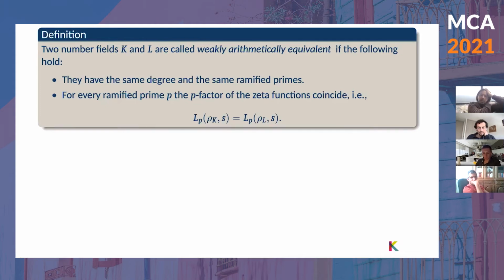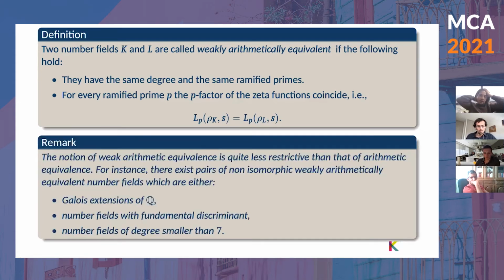I'll call two number fields weakly arithmetically equivalent if there are two conditions. First, they have the same ramified primes, so the bad primes are the same. And second, for such primes, the p factors of the zeta functions, or the local factors of the L functions, are the same, okay? So basically this is kind of counterintuitive. What one normally does is look at the good primes; instead, I'm just focusing on the bad primes, okay? And we say that these two number fields are weakly arithmetically equivalent if these two conditions hold. Now this will give you a lot of freedom in terms of number fields.